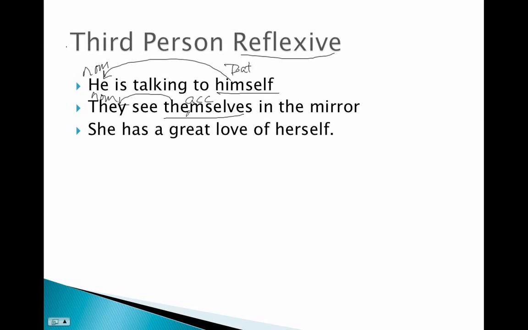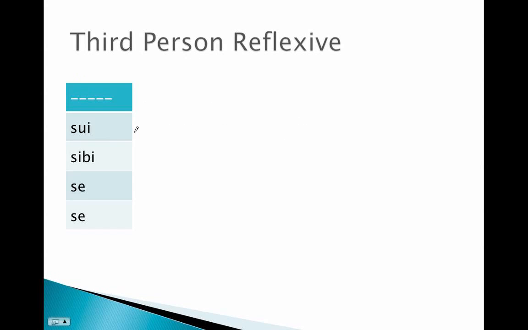And she has a great love of herself. Herself here, the reflexive, refers back to she. So we've got to find some way to indicate that this genitive of herself, love of herself, this is what we call the objective genitive, is the same person as the subject. So how do we do that? Well, we have a handy-dandy set of pronouns. There is no nominative.